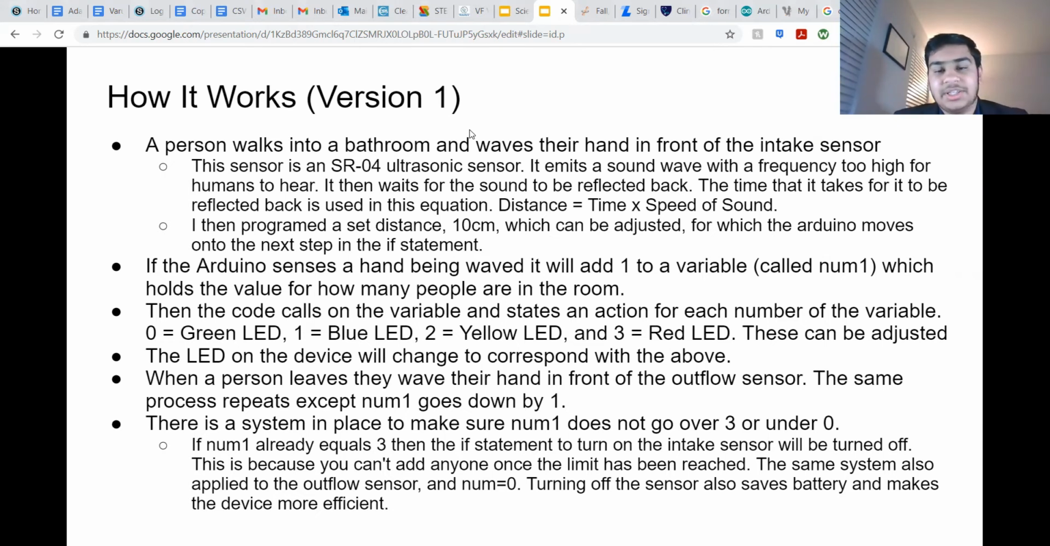When a person leaves, they wave their hand in front of the outtake sensor, and the same process is essentially repeated, but reversed. I also have a system in place that just makes sure it does not go over 3 or under 0 for num1. And this is very important because if it was over, or if there were a negative number of people in the room, you can't really have that, right? So that whole system would just break. So that essentially puts limits on there and turns specific sensors off.